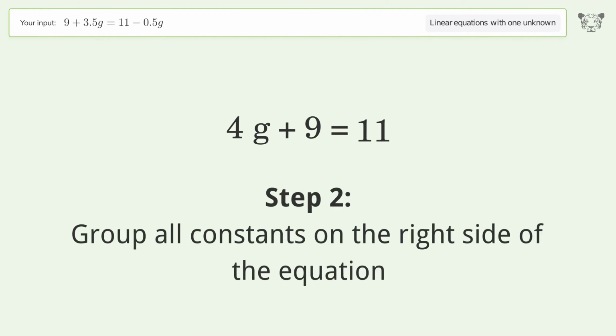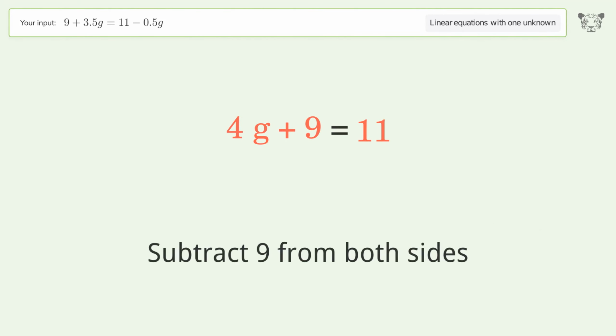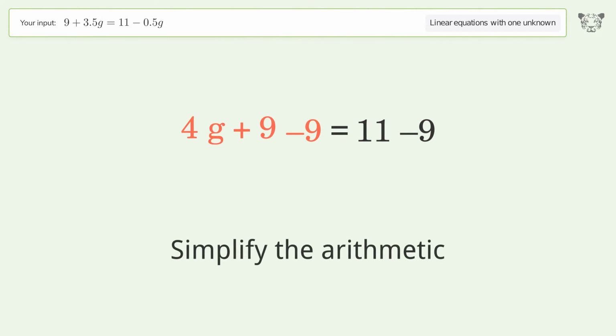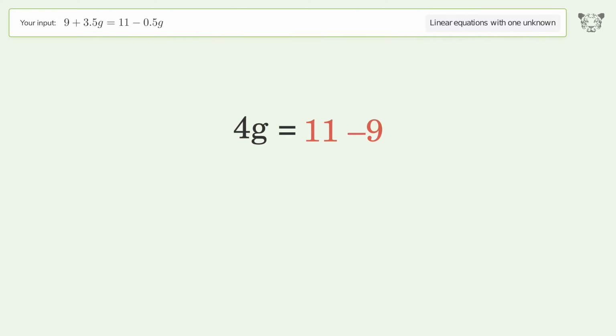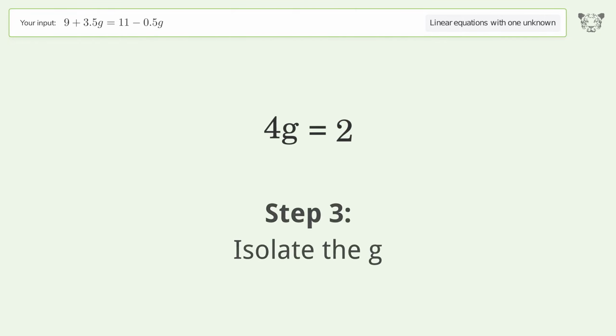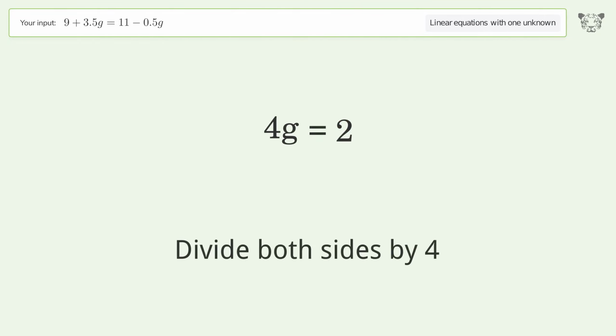Group all constants on the right side of the equation. Subtract 9 from both sides. Simplify the arithmetic. Isolate the g. Divide both sides by 4.